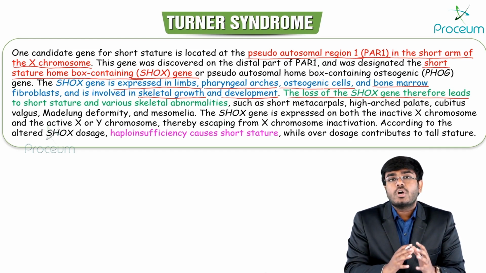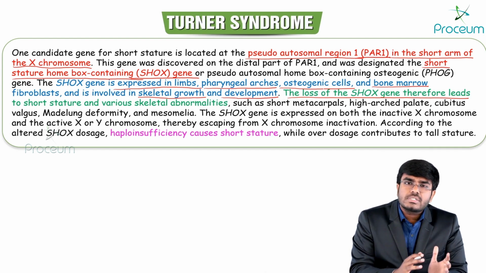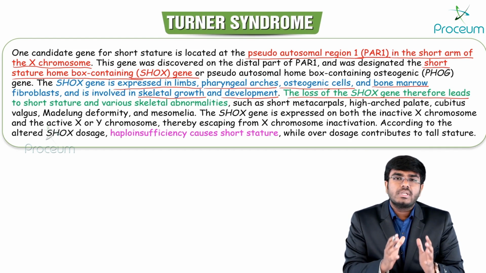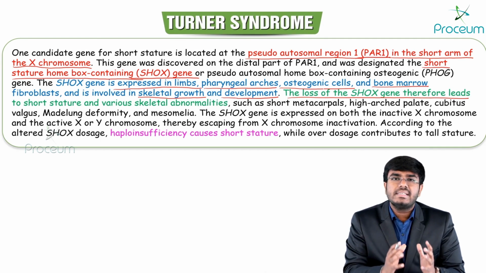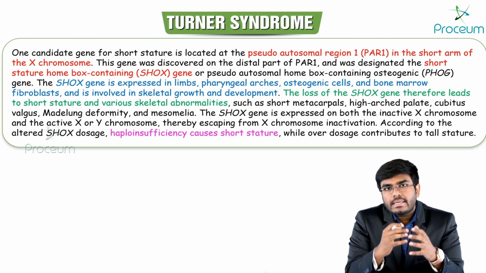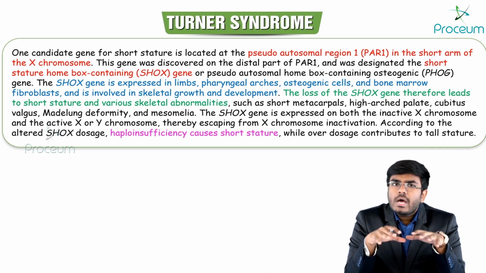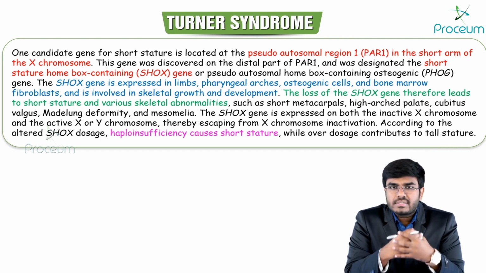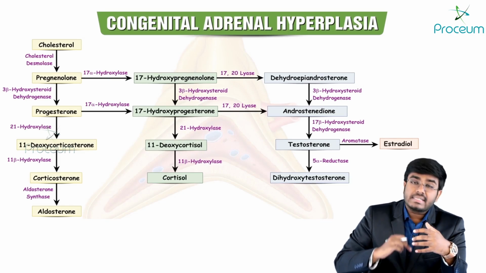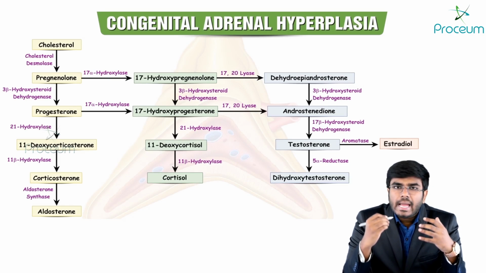So we have discussed all the important points about Swyer syndrome and Turner syndrome. Both are examples of gonadal dysgenesis. Now, after seeing why a Turner female is short, let's discuss other conditions of intersex. The condition which we are going to discuss is congenital adrenal hyperplasia.